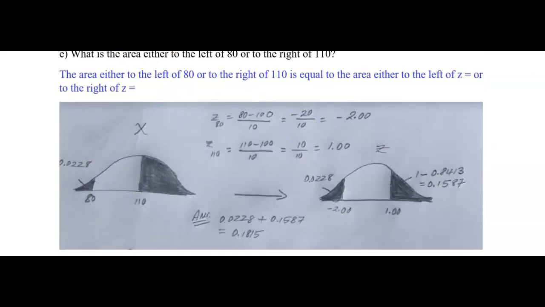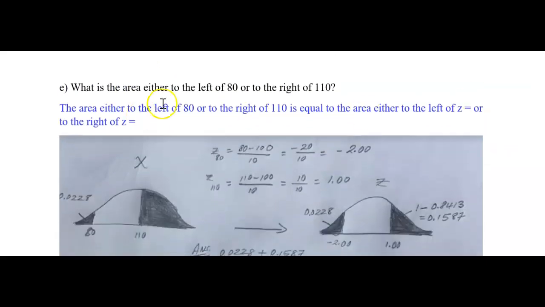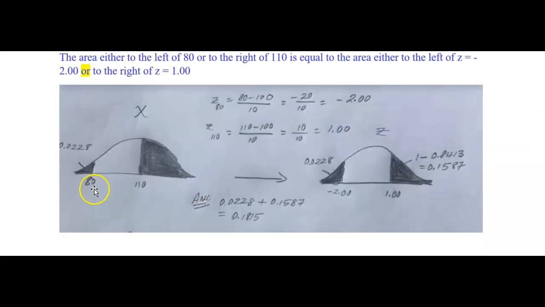What is the area either to the left of 80 or to the right of 110? The area either to the left of 80 or to the right is equal to the area to the left of, well, 80 has a z-score of negative 2.00. Or, this is important, or to the right of z equals 1.00, right? Two separate cases. So what's the area to the left of 80?